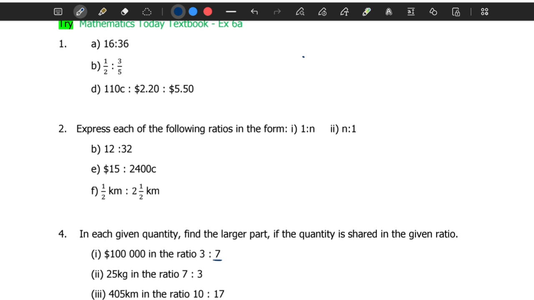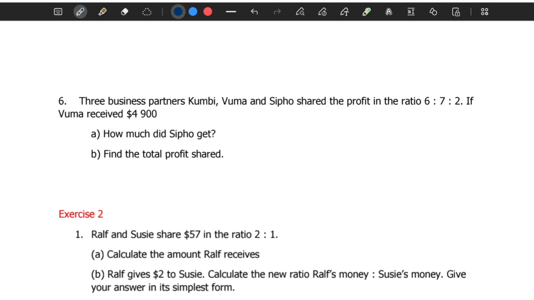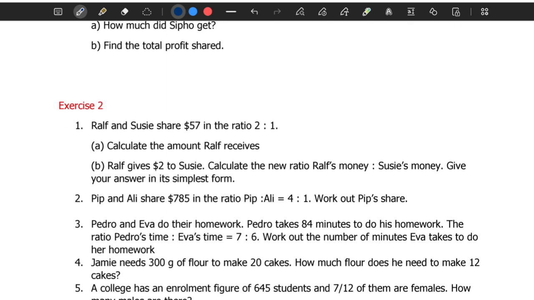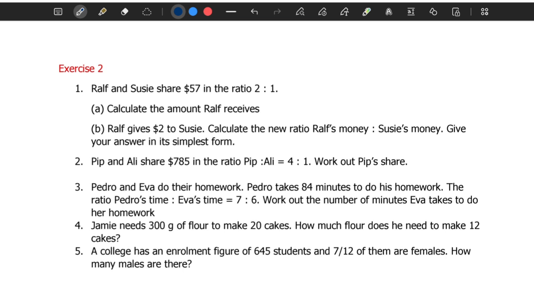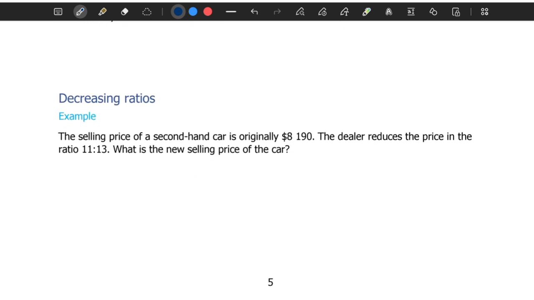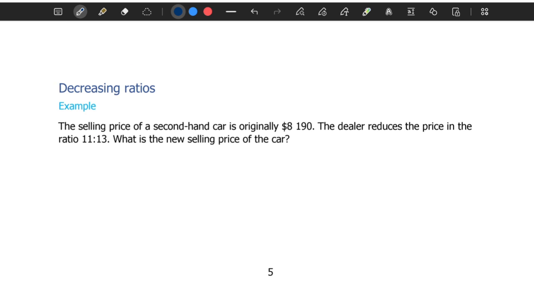And then number 6 says three business partners, Kumbi, Vuma, and Zippo, shared the profit in the ratio 6:7:2. If Vuma received 4,900, how much did Zippo get? Find the total profit shared. So yeah, looking at those, and then the second exercise has more examples that you can give a try. If you have any questions, feel free to reach out to me.